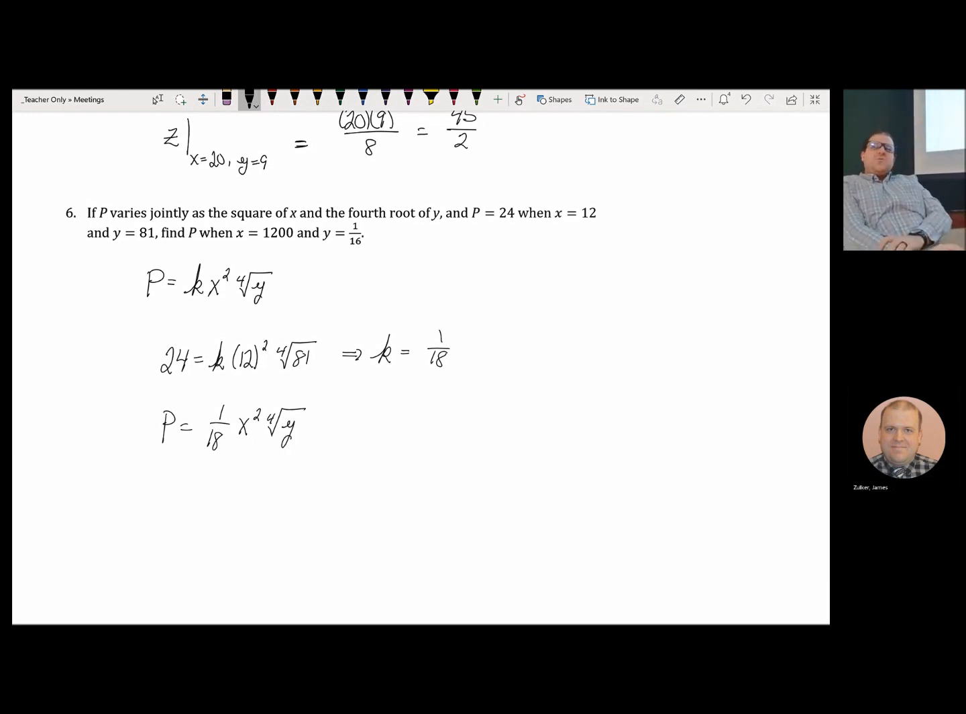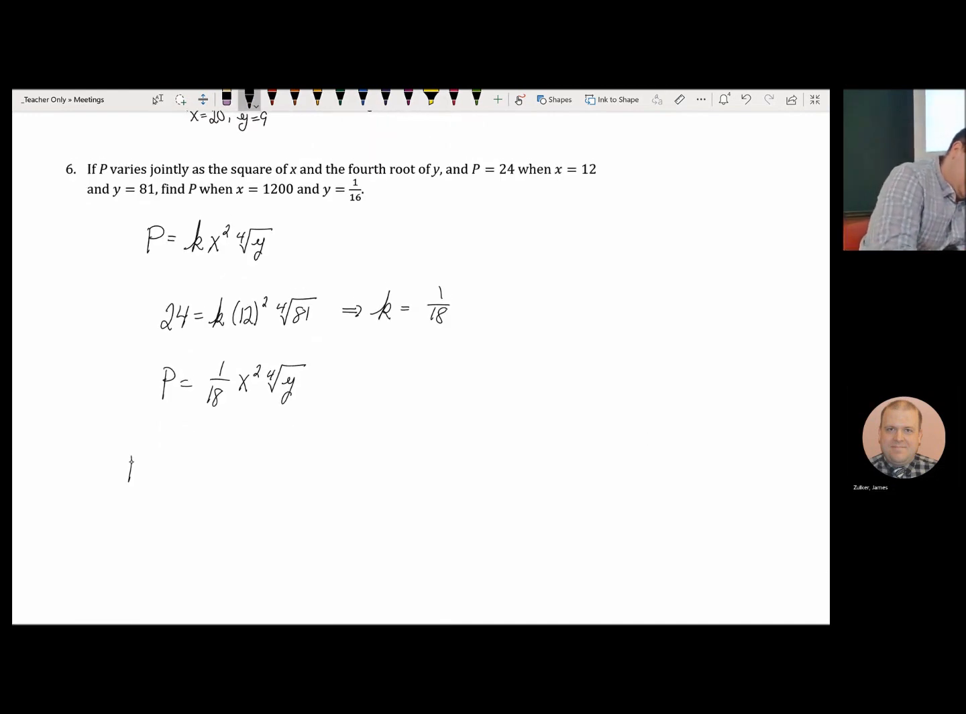P is 1/18 x squared times the fourth root of y. Oh, this will be fun.